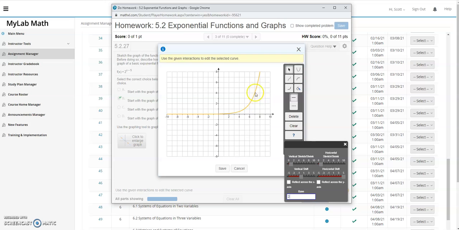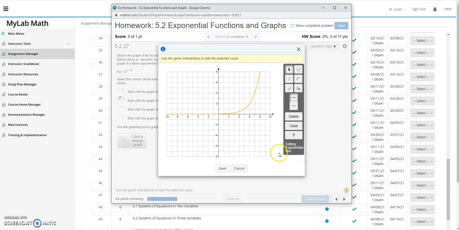If you notice, it changed the shape of the graph a little bit. E is a little bit of a higher value, and so it's going to be a little bit steeper. The higher the value, the steeper the graph is going to be. And so we want a 2. Notice how it's not as steep as the other one. And that should do it.